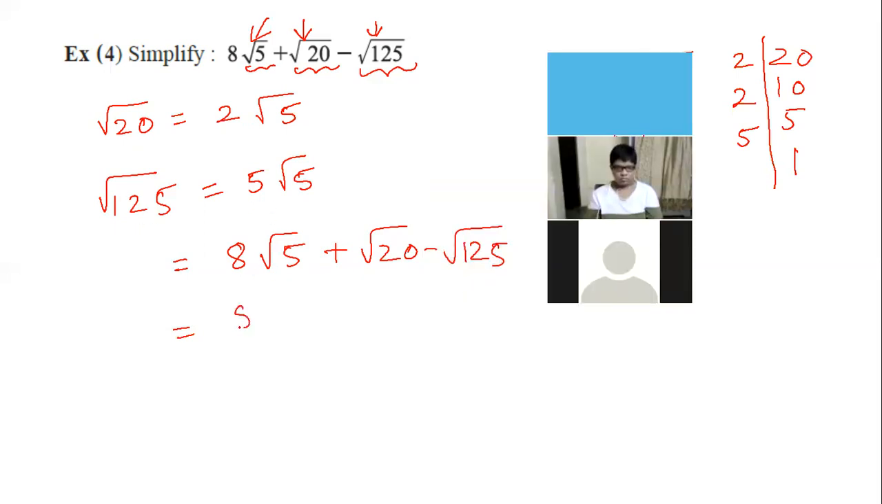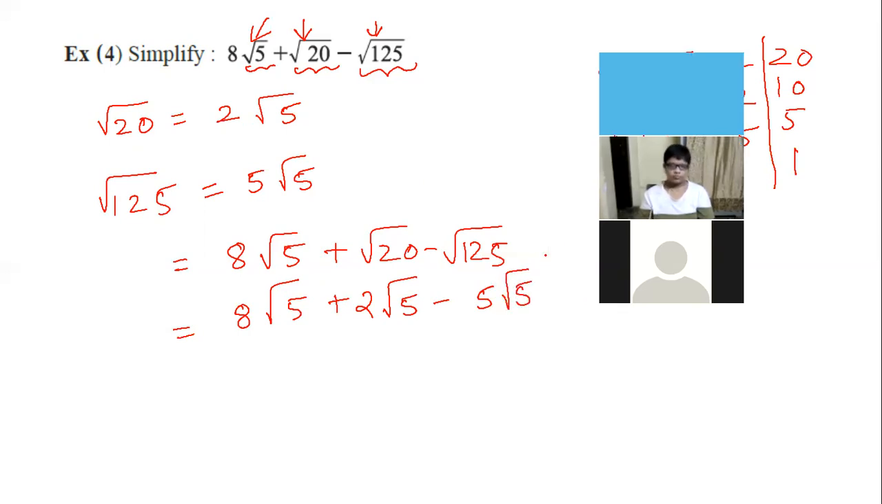Substitute it in this equation here. So 8 root 5 plus, for 20 we got 2 root 5. So write 2 root 5 here, minus, for 125 we got 5 root 5. So we'll substitute here 5 root 5. Now did you understand?